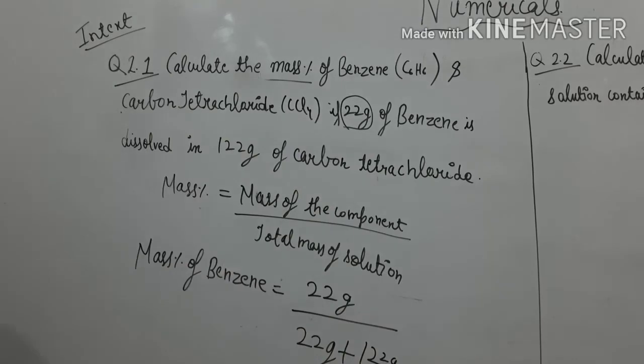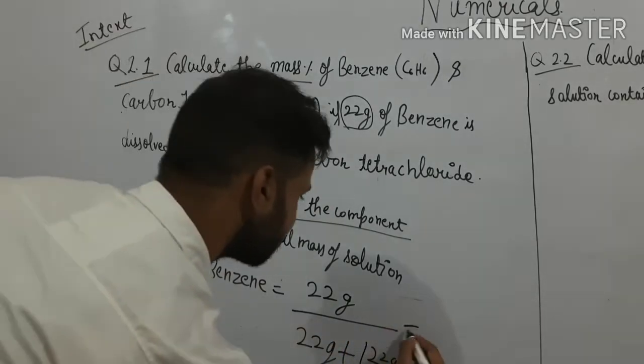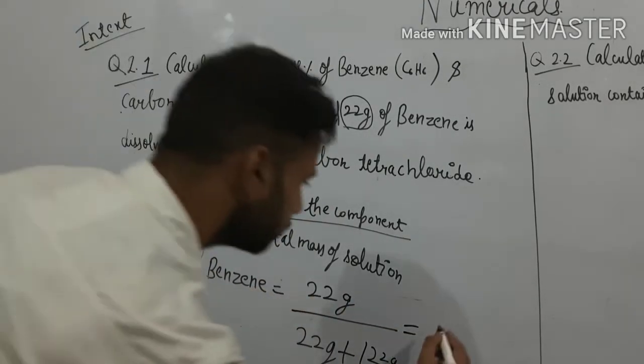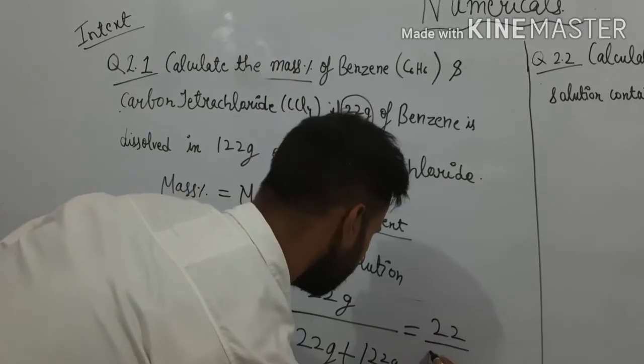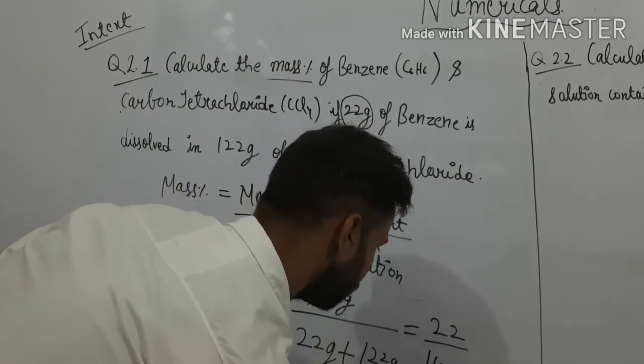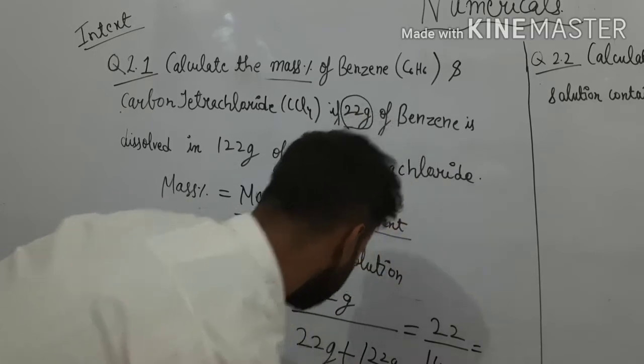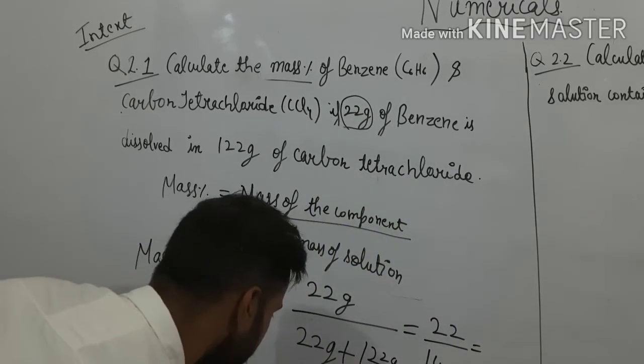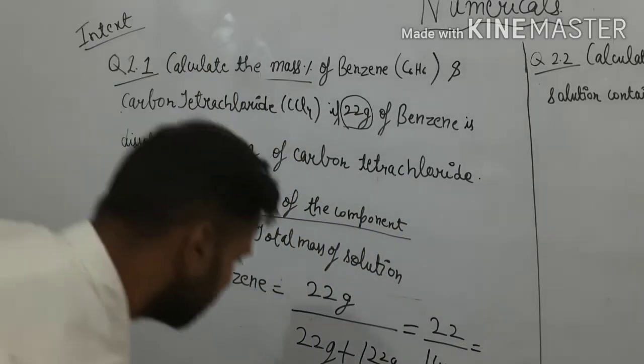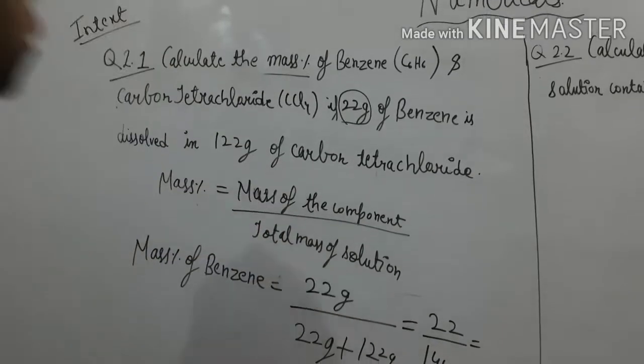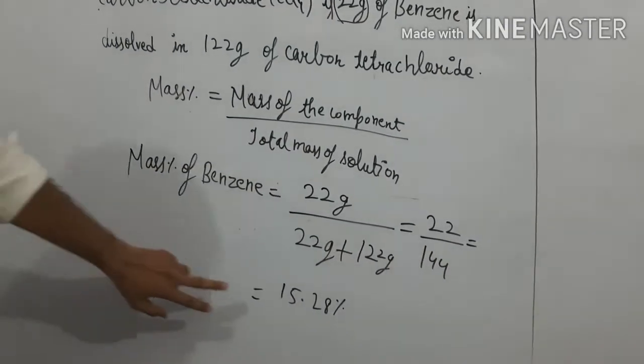Okay, so what will the answer come out as? 22 divided by 144, this will come as 15.28%. Okay, so this is the required answer.